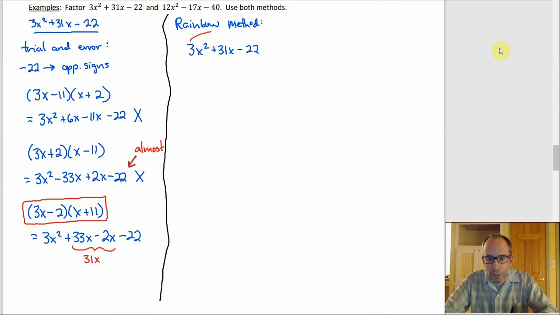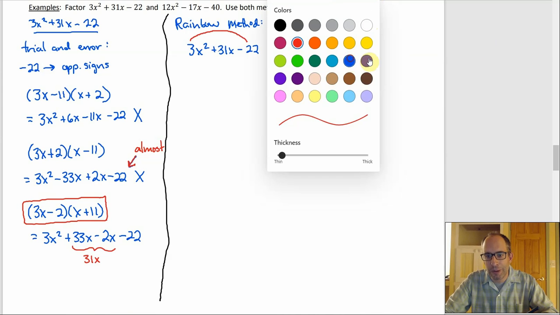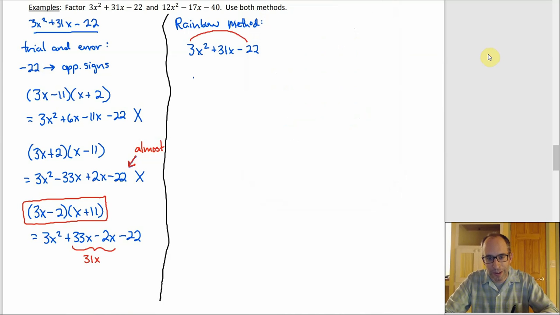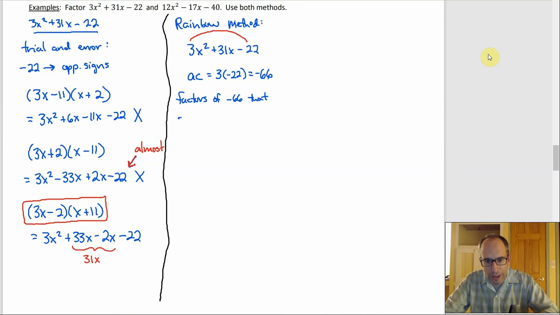And there's our rainbow, right? And then what you do is you multiply those numbers together. So you'd say a times c would be 3 times negative 22, which is negative 66, right? And then we want factors of negative 66 that sum to 31.